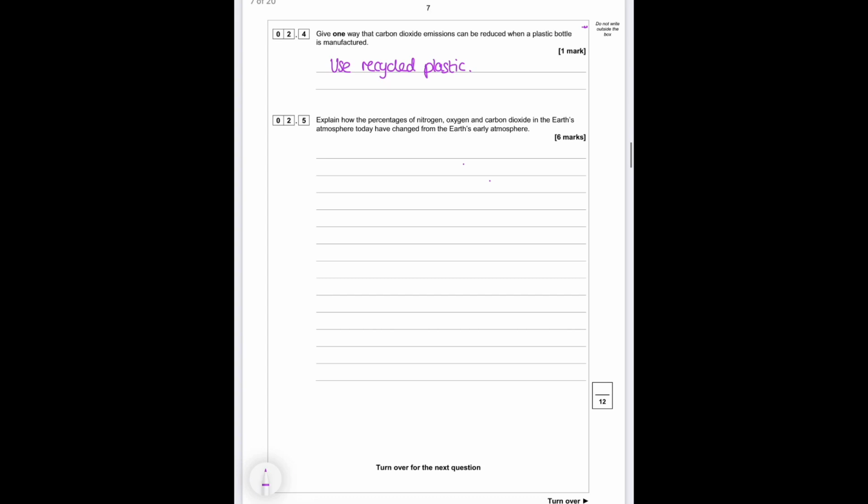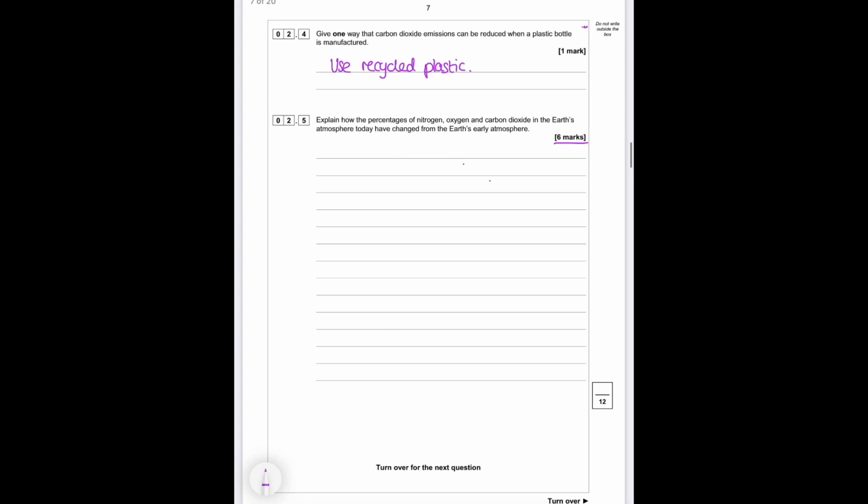Now, for the next part of the question, we have a 6-mark question which says, explain how the percentages of nitrogen, oxygen, and carbon dioxide in the Earth's atmosphere today have changed from the Earth's early atmosphere. So we need to make sure that we mention all three gases. So first of all, if we think about nitrogen, early on, volcanoes used to erupt, which would release nitrogen into the atmosphere. They'd also release carbon dioxide, methane, and ammonia. The ammonia would then be changed into nitrogen, again increasing the percentages of nitrogen.